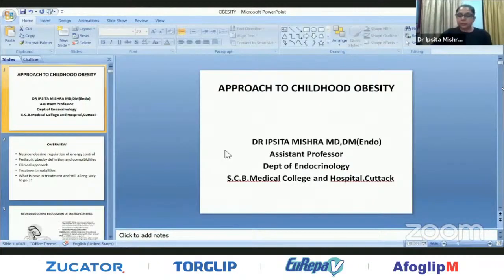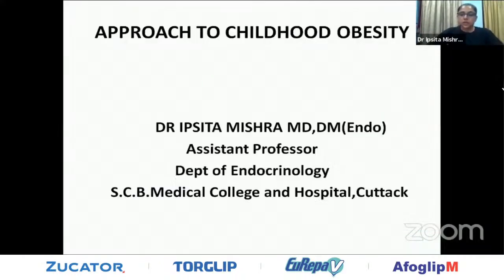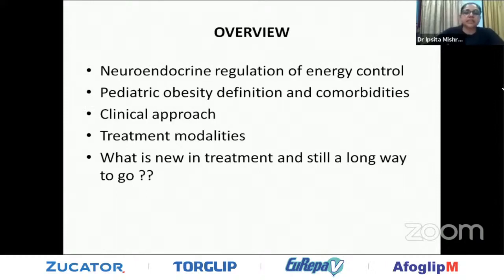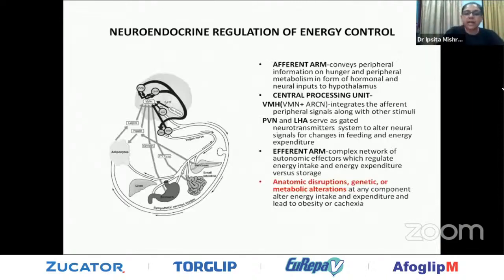Dr. Shenoy has already spoken about two spectrums of pediatric obesity, which we will be discussing in the subsequent slides. My agenda for today's presentation is a very brief review of the neuroendocrine regulation of energy control, the current pediatric obesity definitions and comorbidities, the clinical approach to reach an etiological diagnosis, the various treatment modalities, what is new in treatment, and whether we still have a very long way to go for treatment modalities.